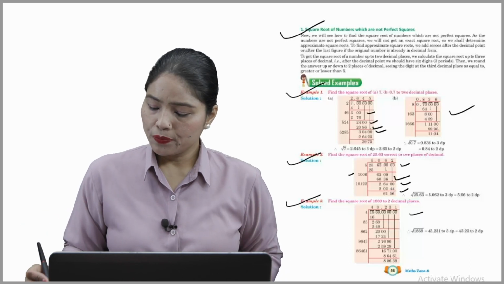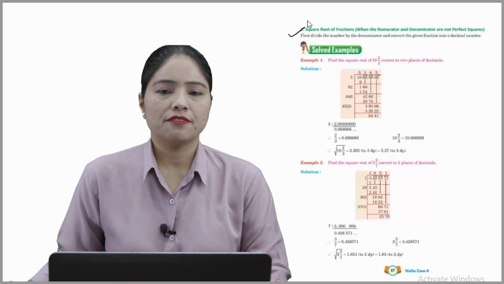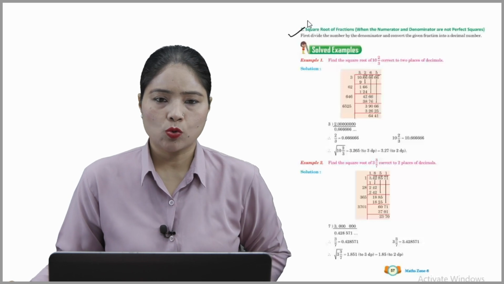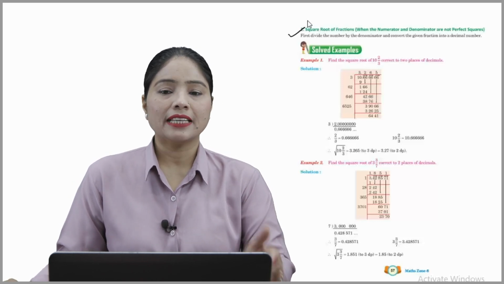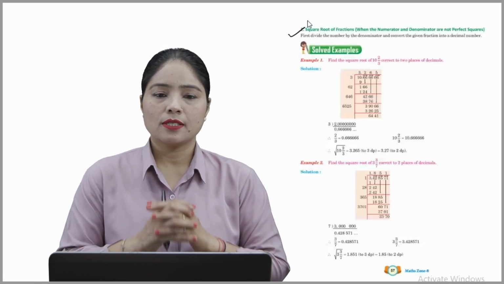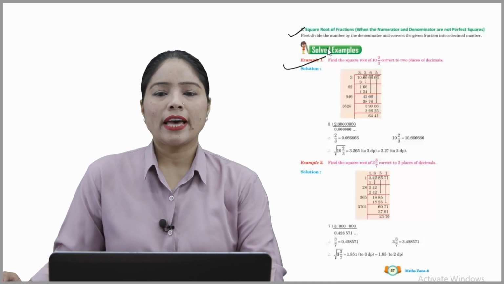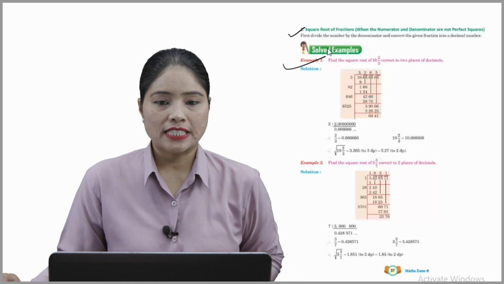So now next, square root of fractions. When the numerator and denominators are not perfect square, first divide the number by the denominator and convert the given fractions into a decimal number. Solve example number 1 here. Find the square root of 10 2/3 correct to 2 places of decimals.